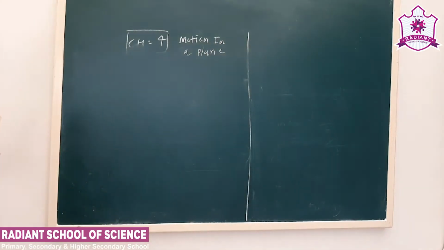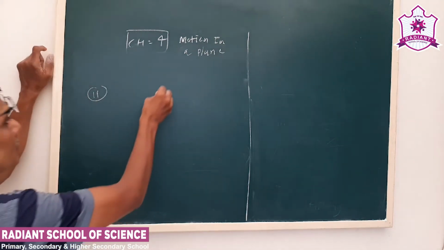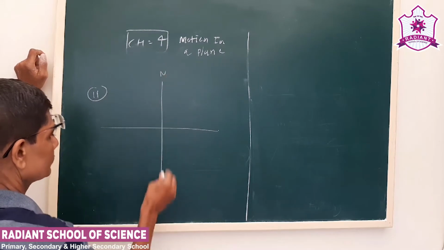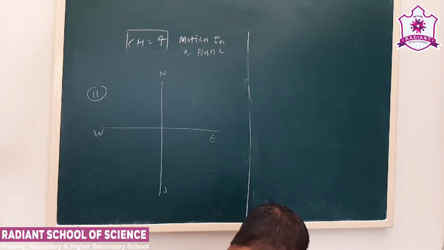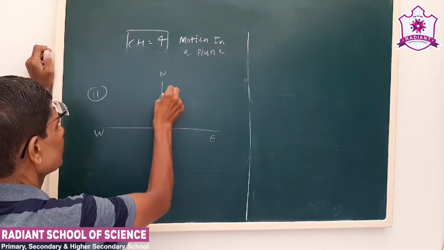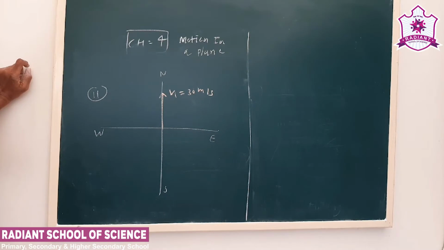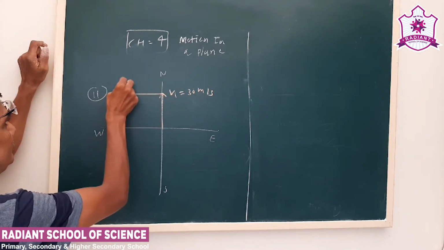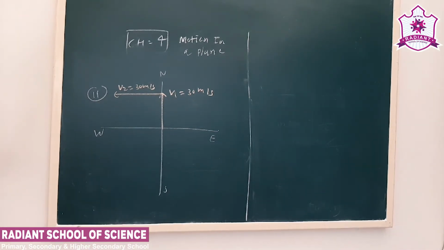Now, next MCQ. A motor car is moving toward the north with a velocity of 30 meter per second. It turns toward the west with the same speed. See what is the change in velocity.